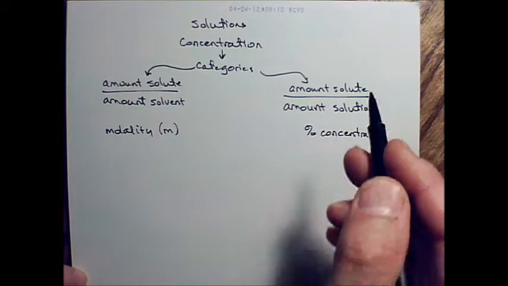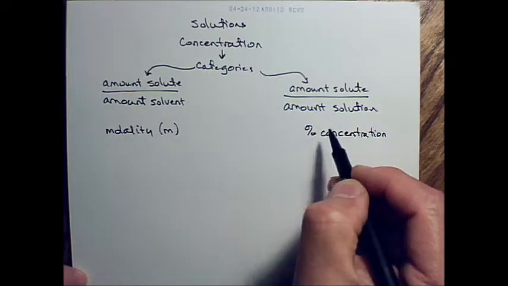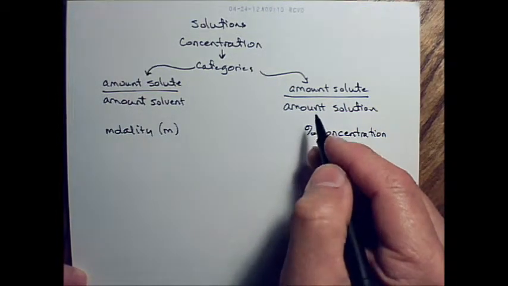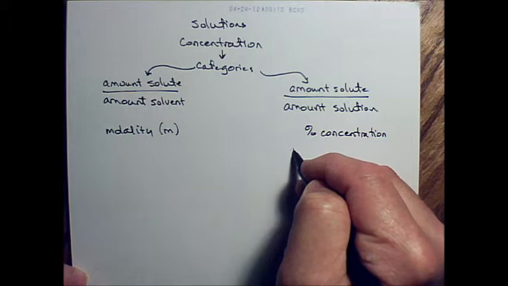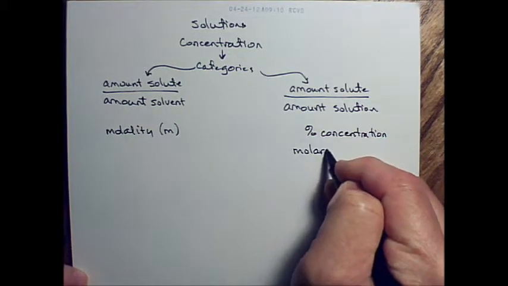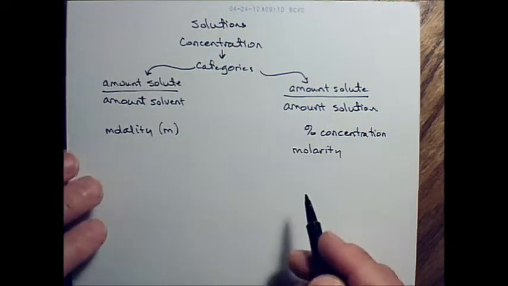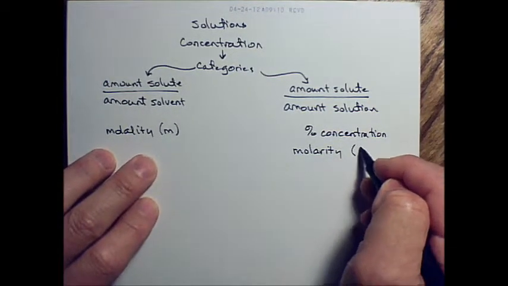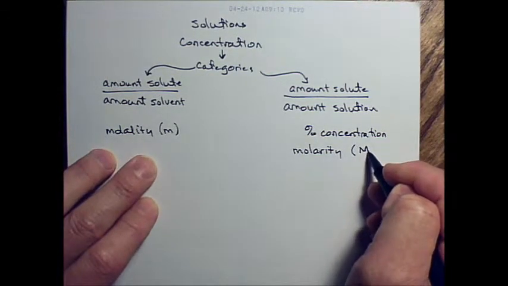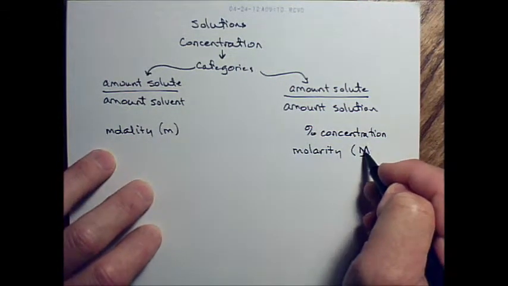But what we're going to first start with that fits in this category is a concentration unit we call molarity. And the symbol for that concentration unit is a capital letter M with a line under it.